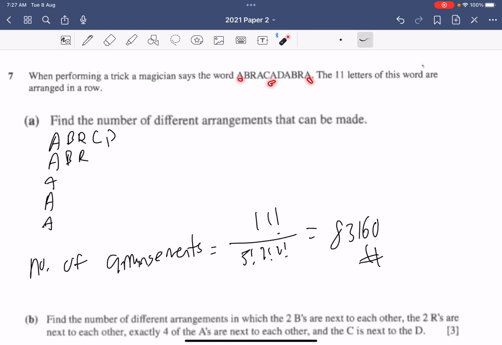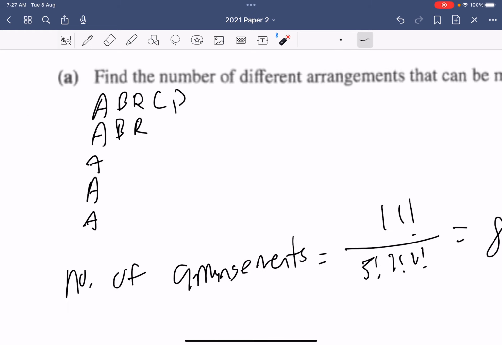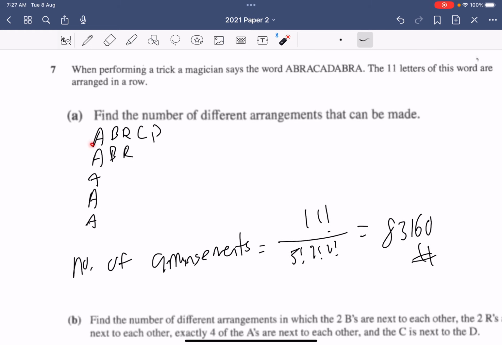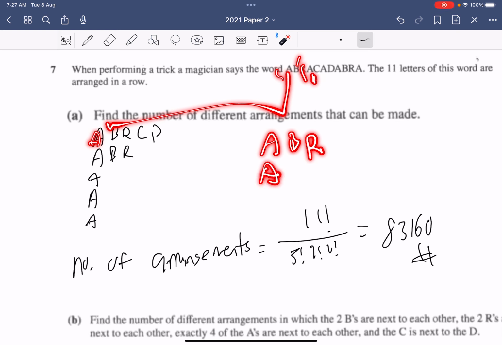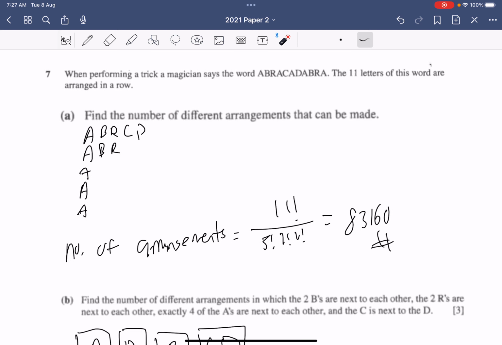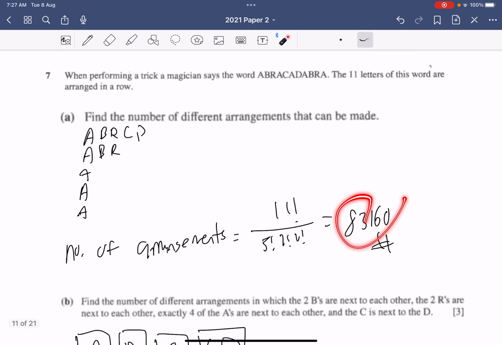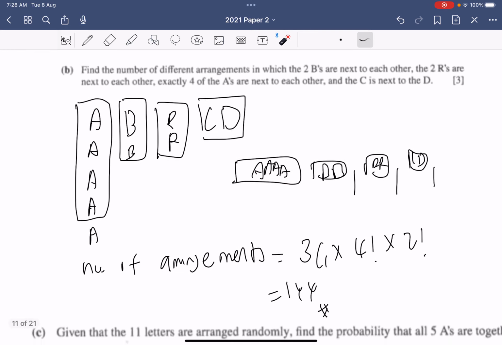Well, because there are repeated letters, the trick to doing it is to see how many letters are repeated. So you start with A, then B, then C, R, then now you got A repeated, so you keep doing it and you write this in the end. So the number of arrangements must be the total letters, which is 11 factorial over 5 factorial because A is repeated, 2 factorial, 2 factorial, and you get 83160.